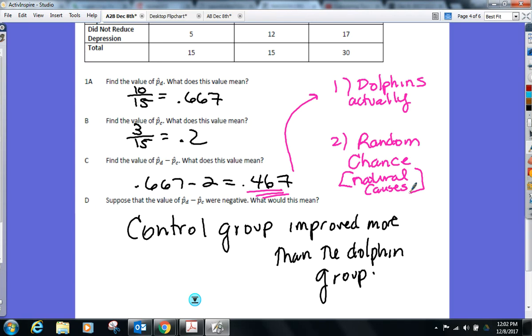Okay. So we need to figure out, well, why? Why did the dolphin people experience less depression than the control group? We need to figure out which one it is. Is it because the dolphins actually worked or by random chance? And what we're going to do right now is see if it was by random chance or not. I'm going to go slow here and see if you understand what I'm about to do. If it was by random chance, I should mix up all the people again, separate them, mix them up again, separate them, mix them up again, separate them, and I should still get right around 0.467, right around there.